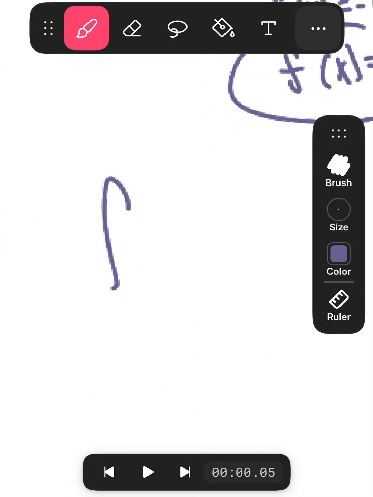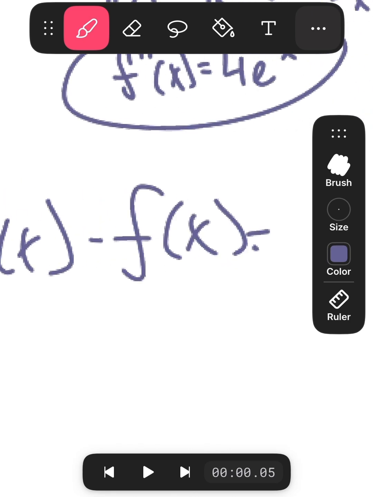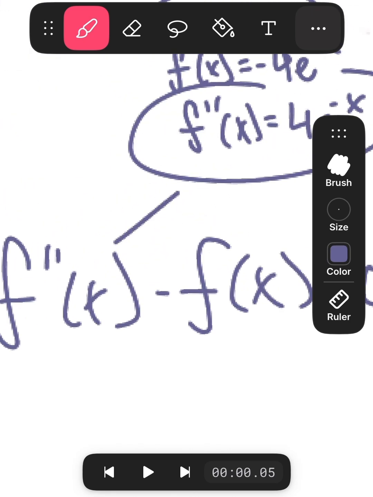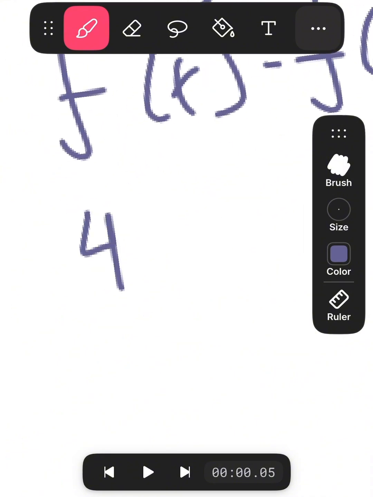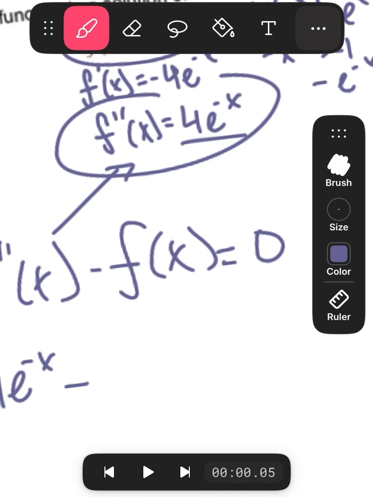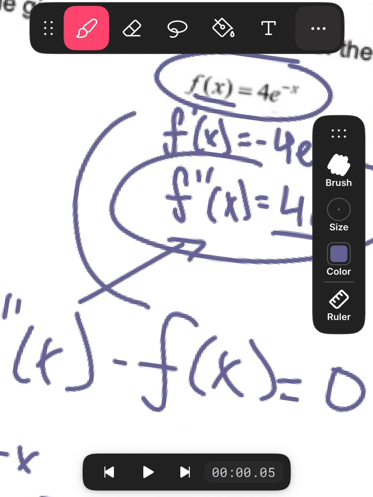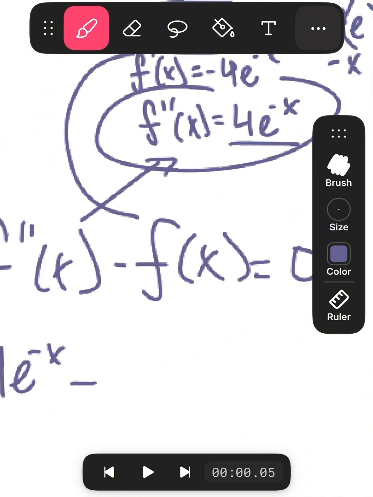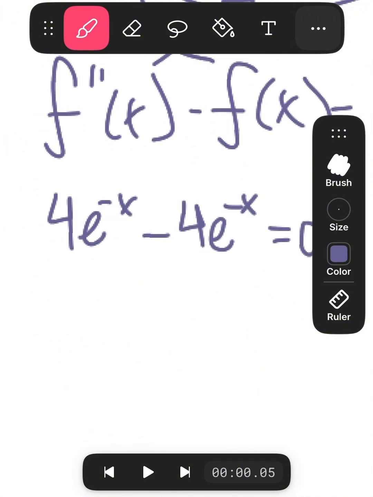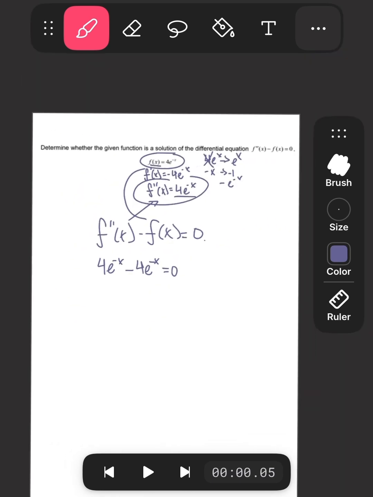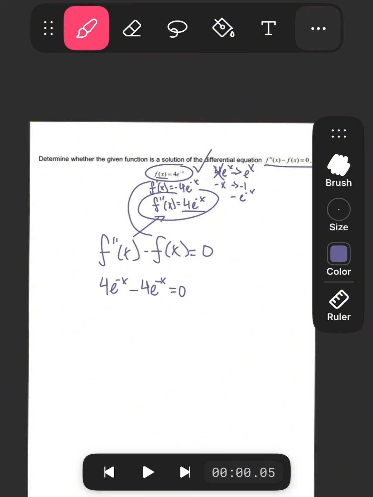So f double prime of x minus f of x equals 0. Our f double prime of x is 4e to the negative x. So 4e to the negative x minus f of x, which is here. Anyway, that's our f of x. So we're going to plug in another 4e to the negative x. You might see where this is going. That's obviously going to equal 0 because it's the same term. And so that means that this is a solution to the differential equation given. So that one works out.